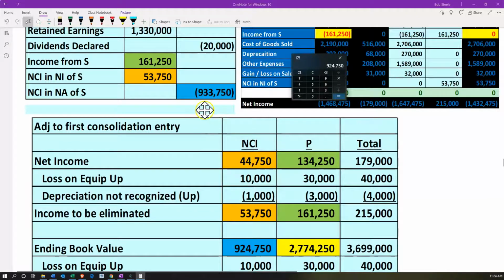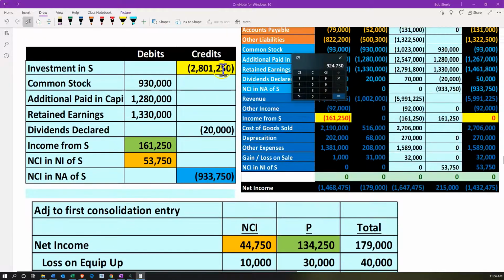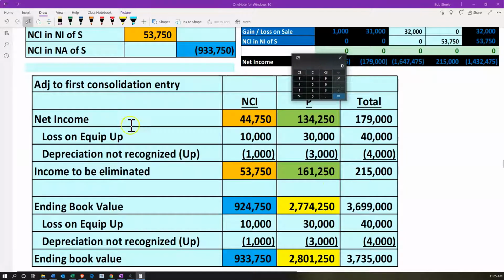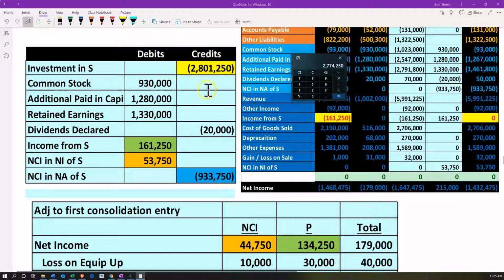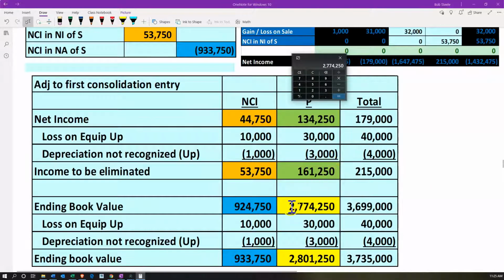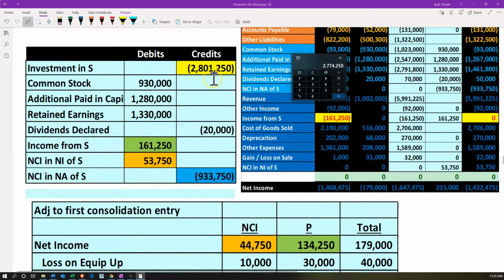So now we're taking the 933,750, and then this number. Usually we would take that same net asset number of the 3,699,000 and multiply that times 0.75, and that's what we would normally put there. But we're not, once again, because we changed it from that number to this number with our table. So that's what we're putting there.